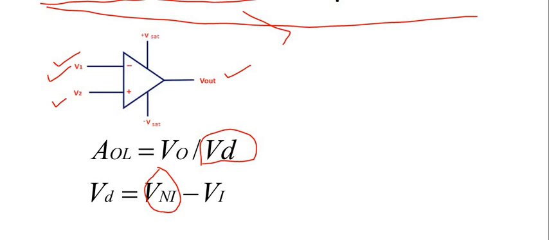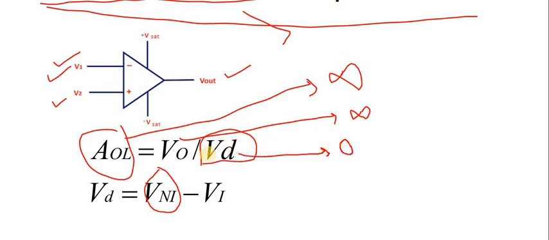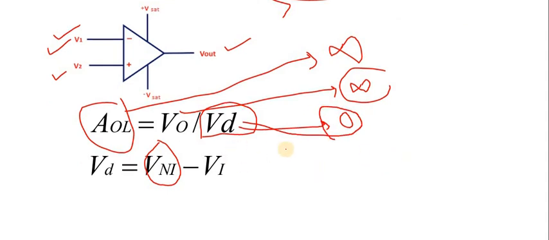Now for the ideal op-amp case, I want my open loop gain to be infinity. How will I get infinity? Either V out should be infinity or VD should be 0. V out you cannot get as infinity, but you can achieve VD as 0.